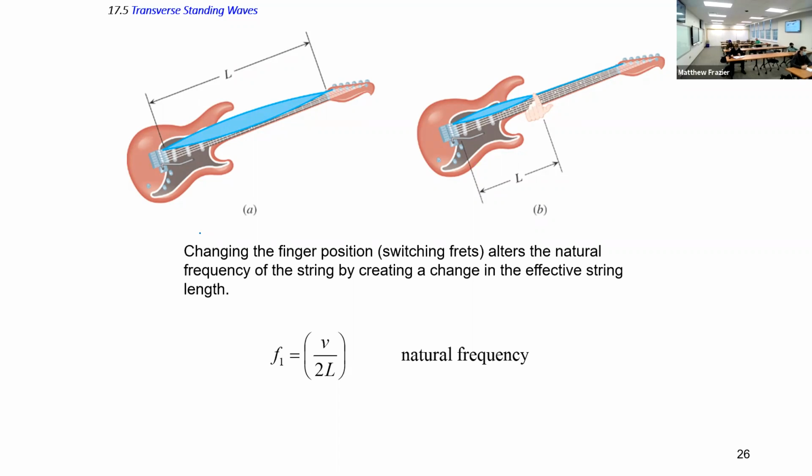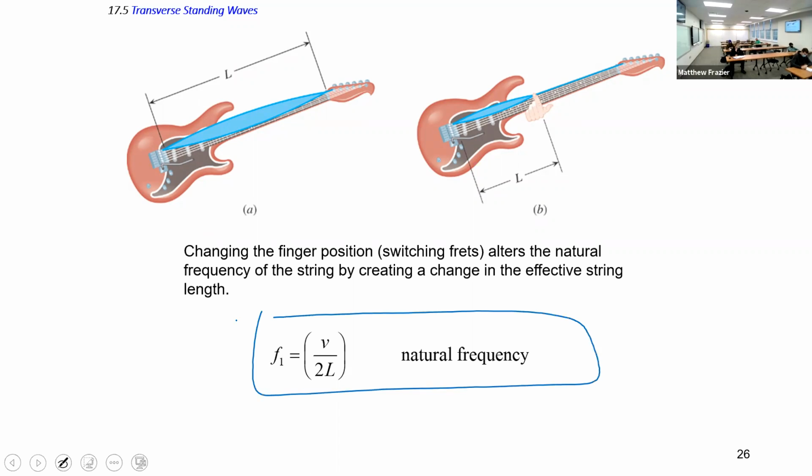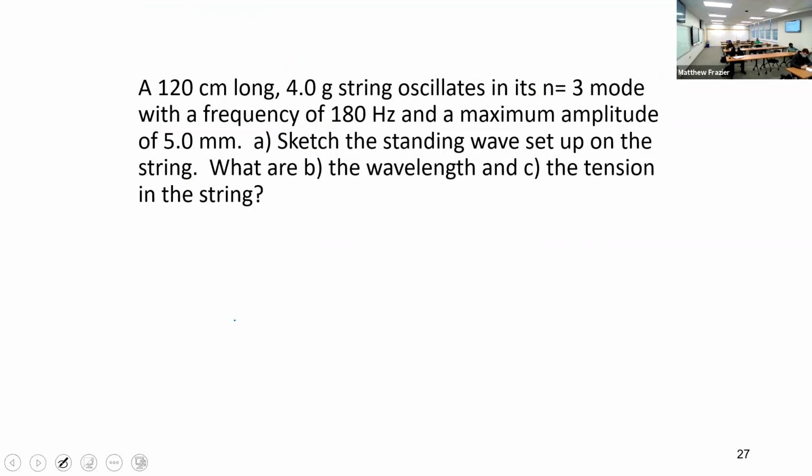So the natural frequency is just this F1. It's the fundamental frequency that you get. So we're going to try to envision this and talk about what's going on on a string. We have a string, it's 120 centimeters long. We know the mass of the string, and it's going to be some wave where n equals 3, and the frequency is going to be 180 hertz.